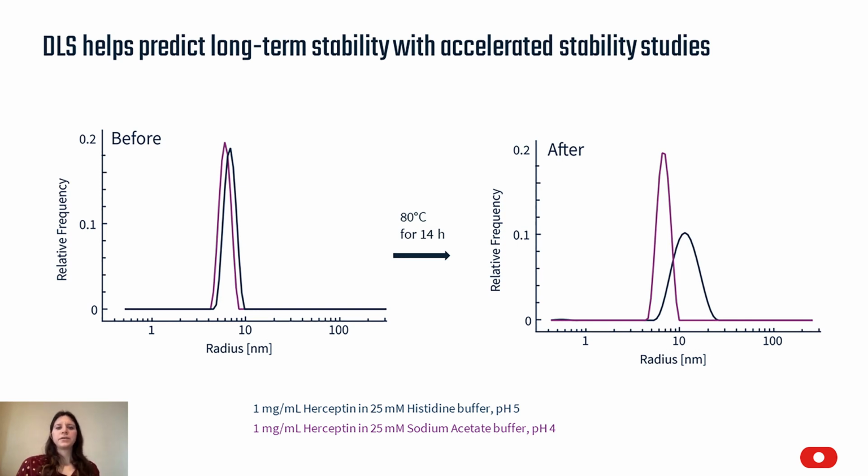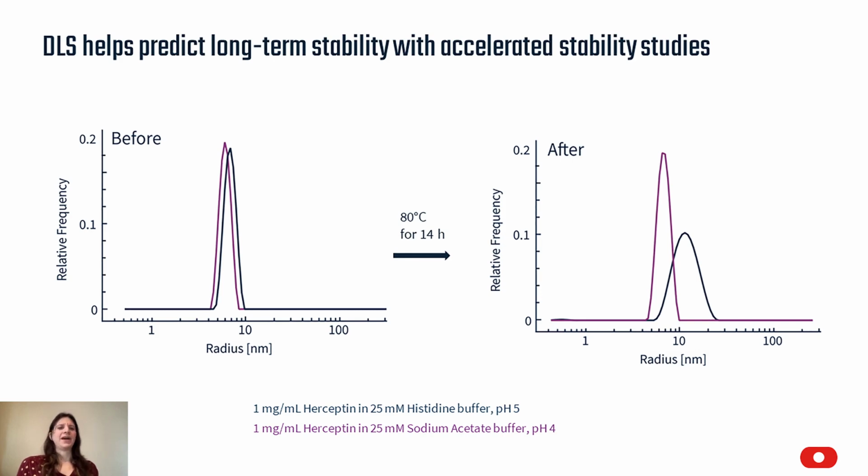overnight. The DLS size distribution plot clearly shows one buffer is protective, while the other results in peak broadening and increased PDI. The sodium acetate buffer protects the colloidal stability of Herceptin even at high temperatures, which is a good indication it's a better buffer formulation for long-term cold storage.